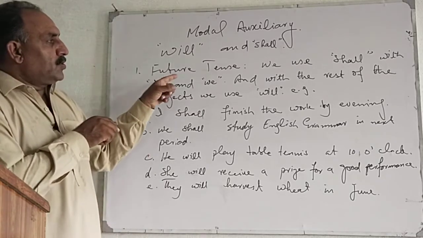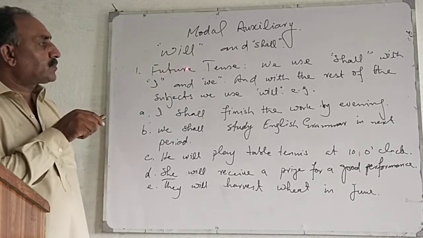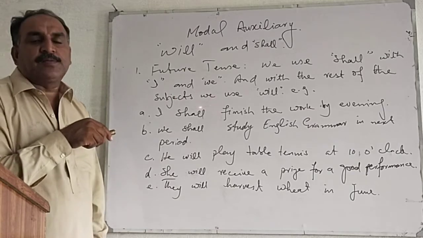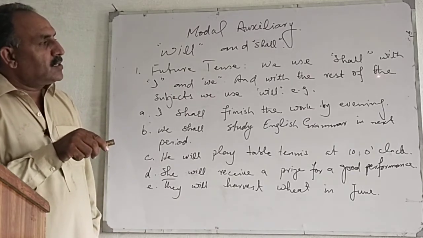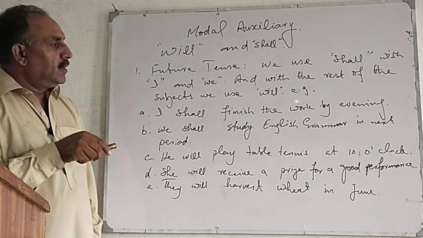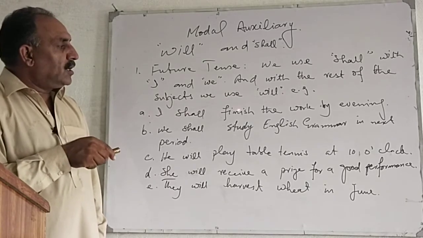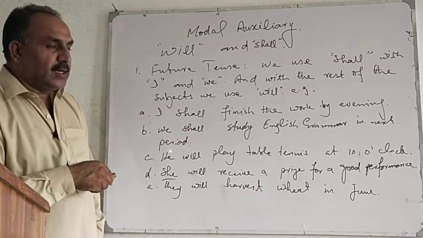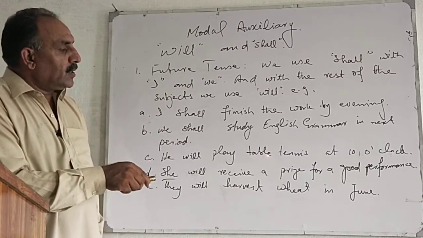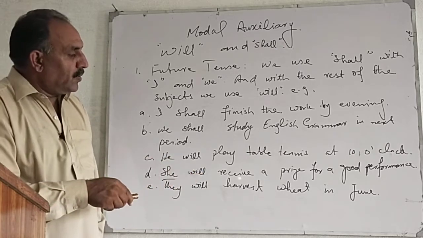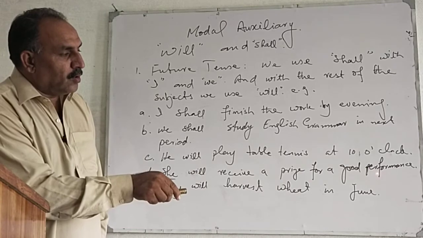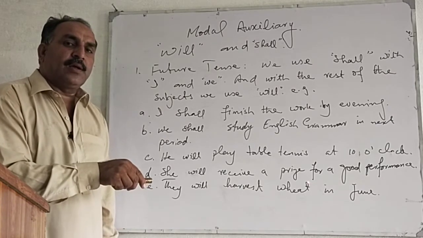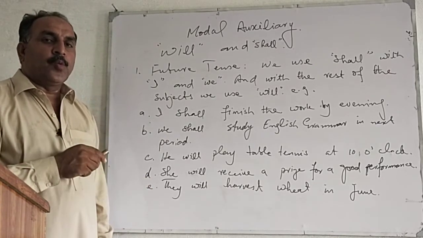Here in future tense, the first usage of future tense is we use shall with I and we, first person singular and plural, and with the rest of the subjects we use will. For example, I shall finish the work by evening. We shall study English grammar in next period. He will play table tennis at 10 o'clock. She will receive a prize for a good performance. They will harvest wheat in June. This is the future tense use of will and shall.